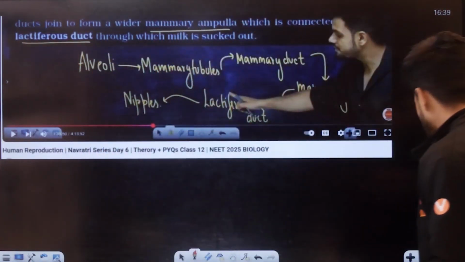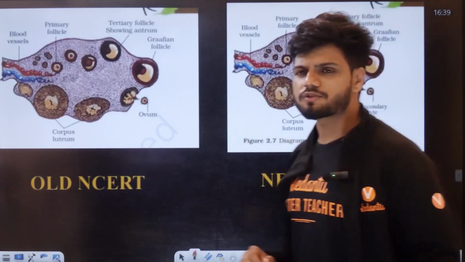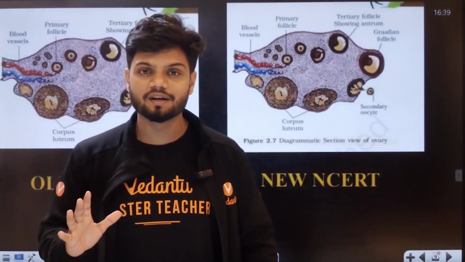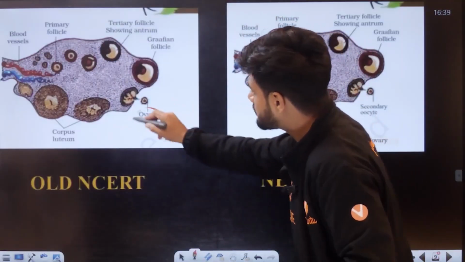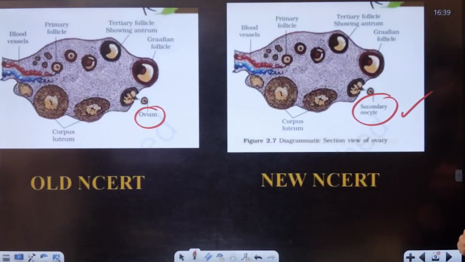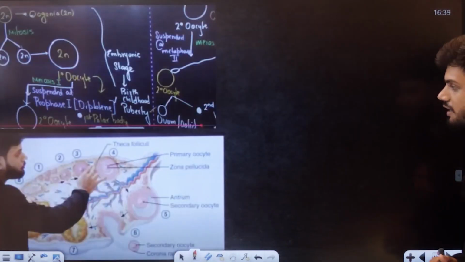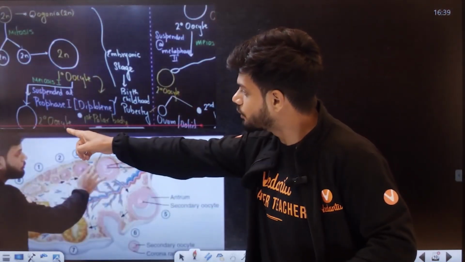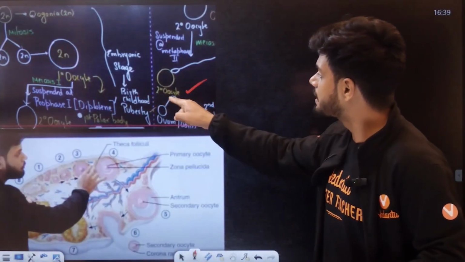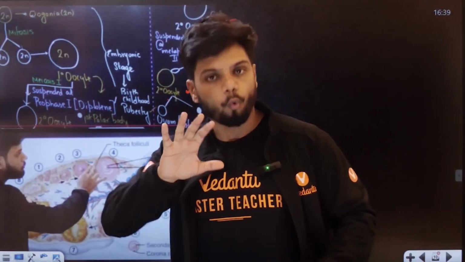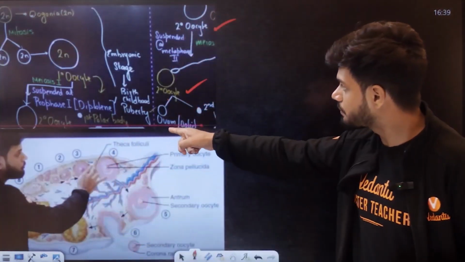Okay. Now students, the next one is again a small minor change which I have always mentioned in my class. In the old NCERT, it says ovum here. It is replaced by secondary oocyte, which is absolutely correct. So students, if you remember any of my classes, I always write secondary oocyte. Can you see? Secondary oocyte. I have never used ovum. Ovum will only come at the end, not there.